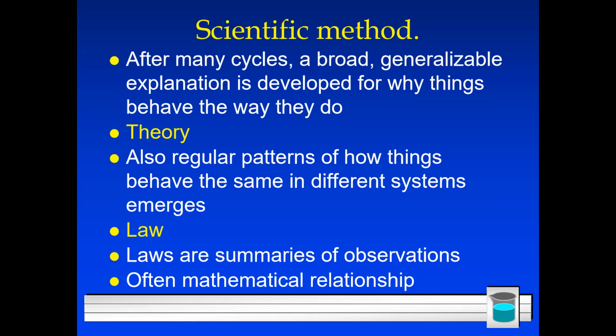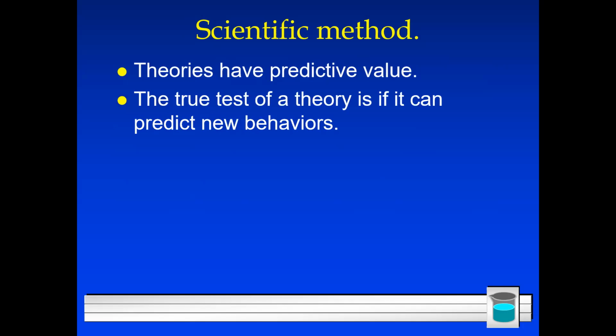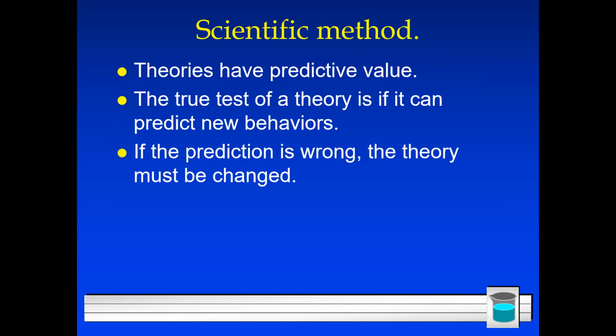Now, there's a theory of gravity. That's a different story. Law and theory are totally different. Theories, like I was telling you, have predictive value. If the predictions of yesteryear were wrong on the new things that could be done now, the theory had to be modified, not changed completely maybe, but modified.